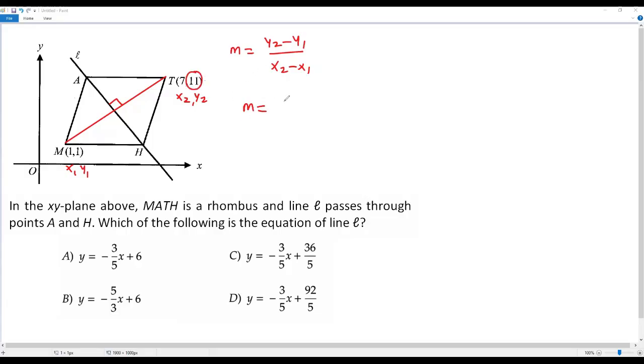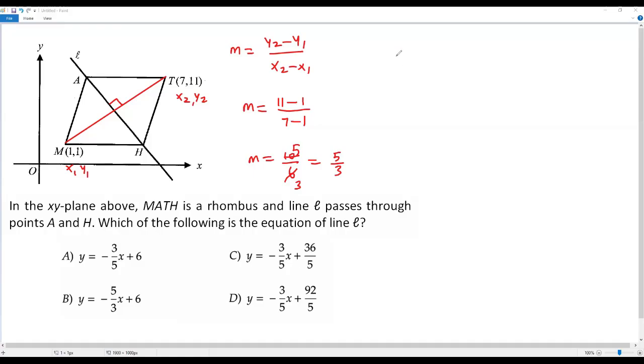The value of y2 is 11, minus the value of y1, which is 1, divided by the value of x2, which is 7, minus 1. So m equals 10 divided by 6. We can simplify this one. That is, 2 goes into 6 3 times and 2 goes into 10 5 times. I am getting 5 over 3 as the slope of the diagonal MT.